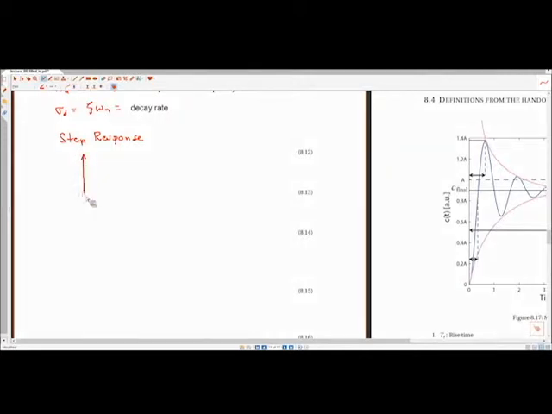Any questions about the idea of what a step in reference means? Okay.